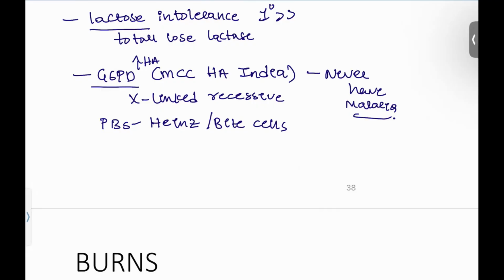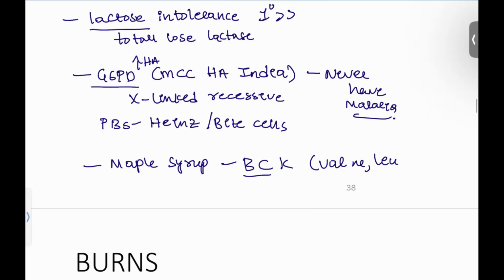Next one is maple syrup urine disease. In this, what is the dysfunction? The enzyme is branched chain keto acid dehydrogenase, and this enzyme is deficient in this patient. What are these branched chains? We already discussed: valine, leucine, and isoleucine, right? These branched chain amino acids are involved in maple syrup urine disease.